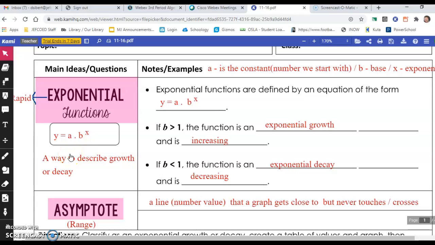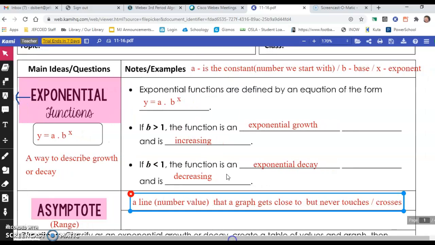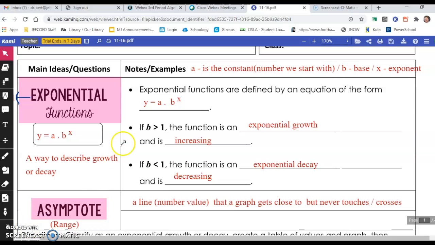Yesterday we quickly took a few notes, guys, on exponential functions. Yesterday, did we get to the part where we talked about each part of the equation? About what A is, what B is, and what X is? Okay. So quickly, if you guys have not done so, I want y'all to fill that in.